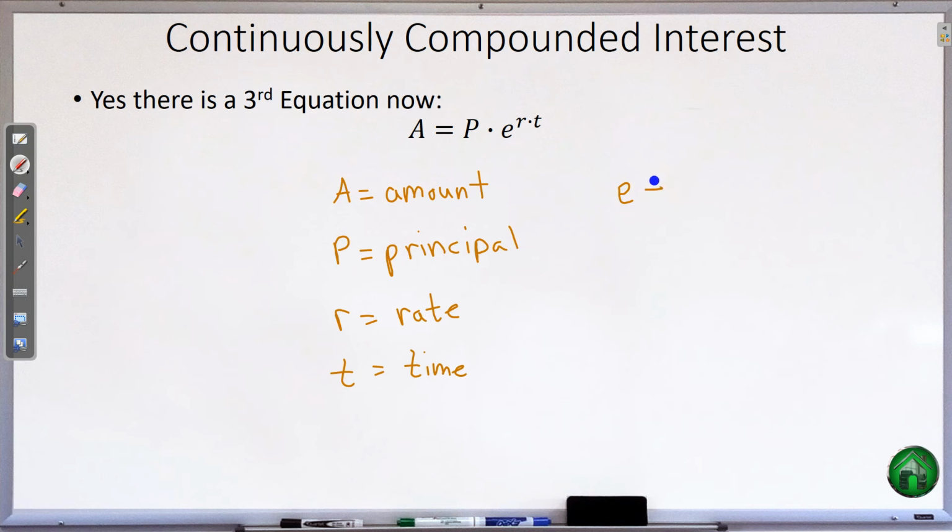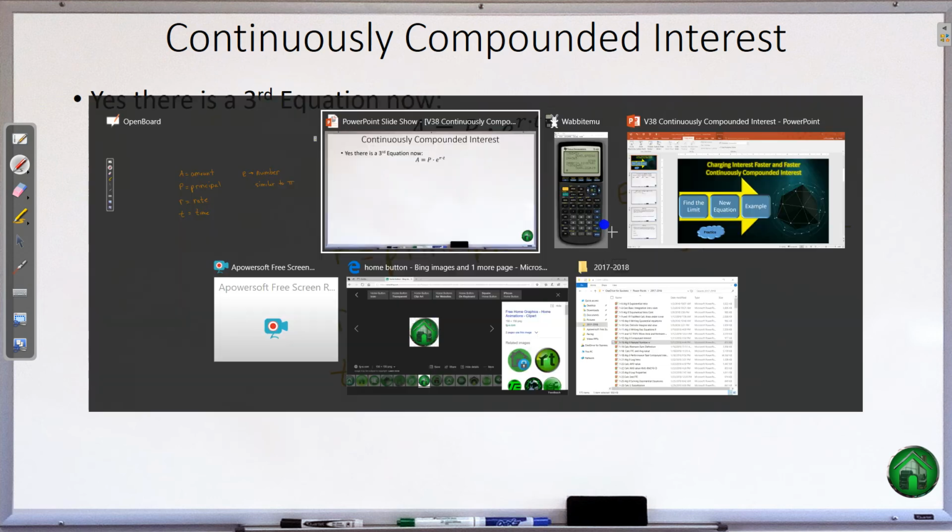That is just a number. It doesn't change. It's a special number like pi. Now pi is a number, 3.14159, and it goes on and on. Instead of writing the decimal, we just write pi. E is also a number that goes on forever, and instead of writing that number, we just write the letter E because it's easier. I guess you could sort of think of it that way.